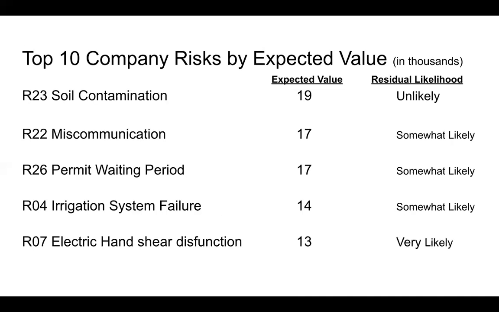Also here we are looking at soil contamination. Miscommunication, always an issue within project management, so we will be really working on our communication methods and managing that risk. And even so, we will be mitigating it and making sure that communication goes well. We have the permit waiting period here that affects the value, irrigation system failure, and then if our electric hand shears dysfunction.